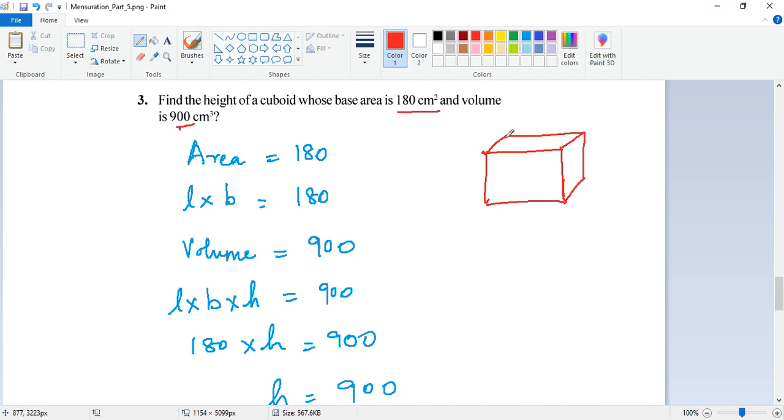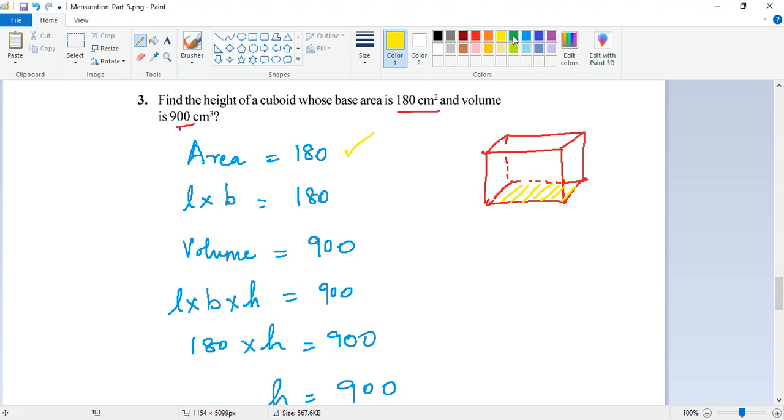Okay. So now the base area. Area of the base is this one, right? This is what is your area of a base. Let me just shade the area of the base. This is the area of the base. And they have given area of base is 180. So that we have written this 180.